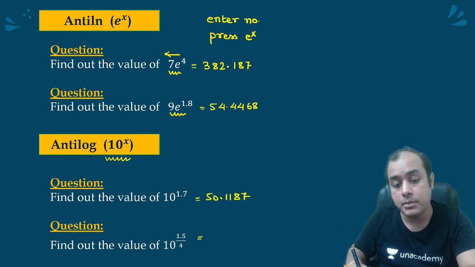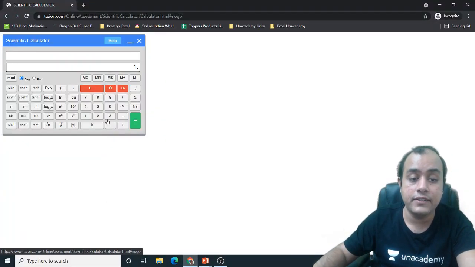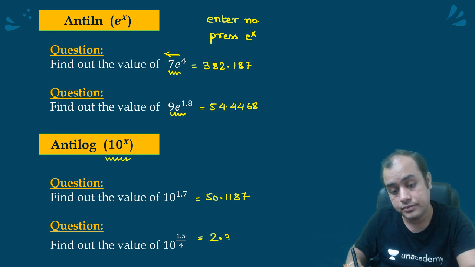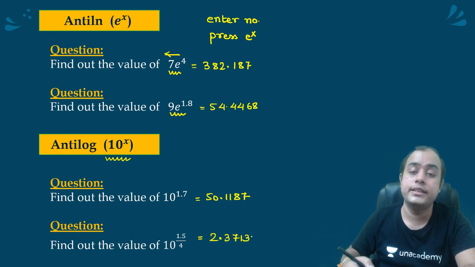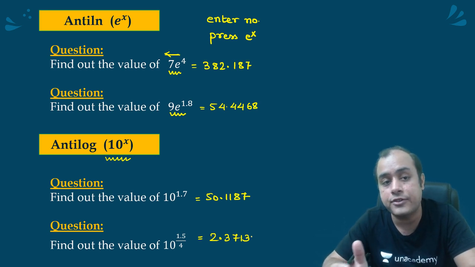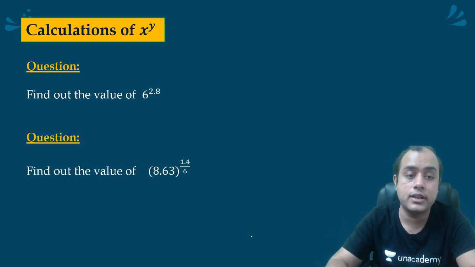What about 10 to the power 1.5 by 4? First I will calculate 1.5 by 4. Okay, then 10. 2.3713. See how easy this is? The major concern here is we are actually used to calculating from left to right in our conventional offline calculator. But in the GATE calculator, it asks you to input the value from right to left.